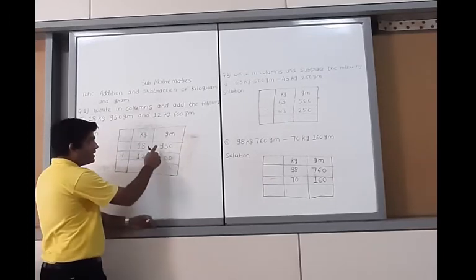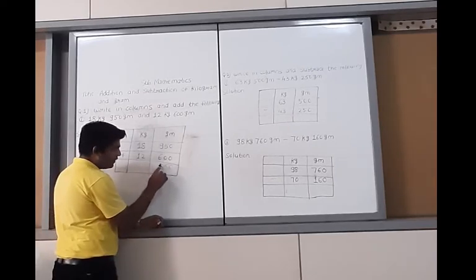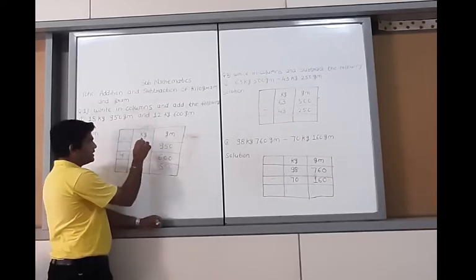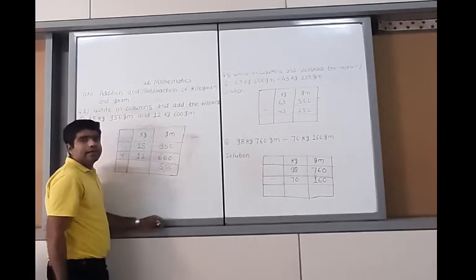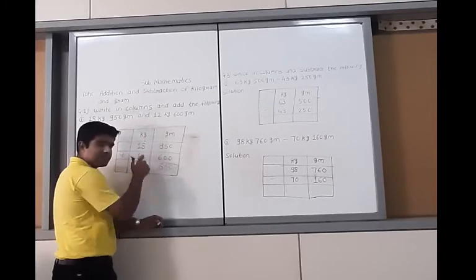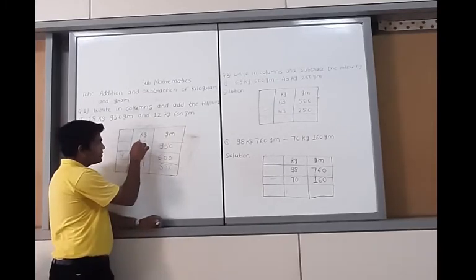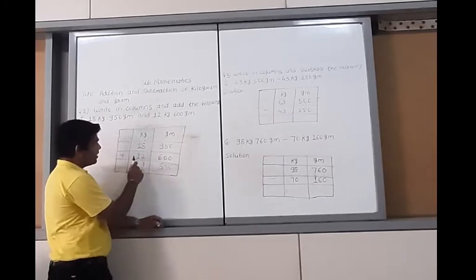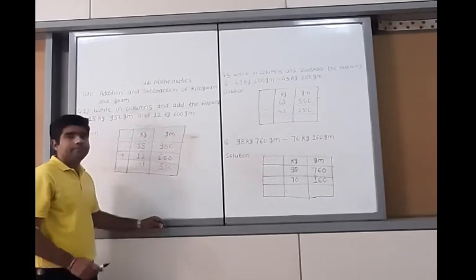Here 9 plus 6 is 15. This is 5, and 1 is carry. 8 plus 2 is 10. 10 plus 1 is 11. 1, and 1 is carry. 1, 2 and 3, so this is 31.